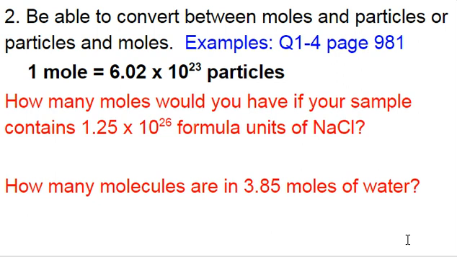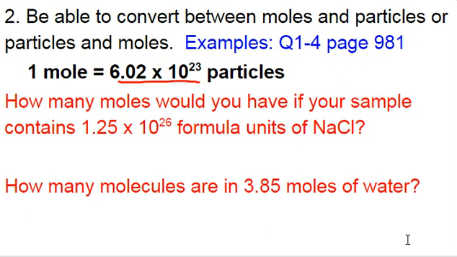So objective number 2 says be able to convert between moles and particles or particles and moles. And so I've got a couple examples here to work. And remember, the converter that you're going to use anytime you're going between moles and particles is Avogadro's number. So really the question is, do you multiply or do you divide by Avogadro's number?